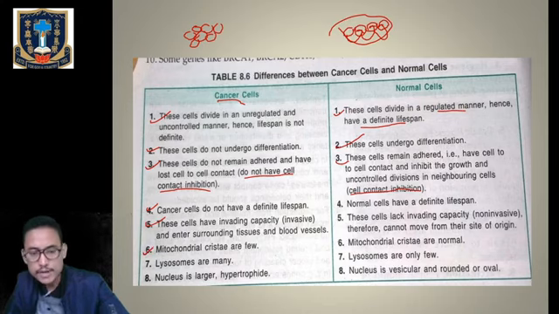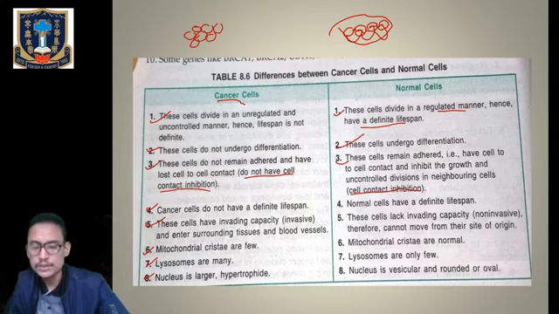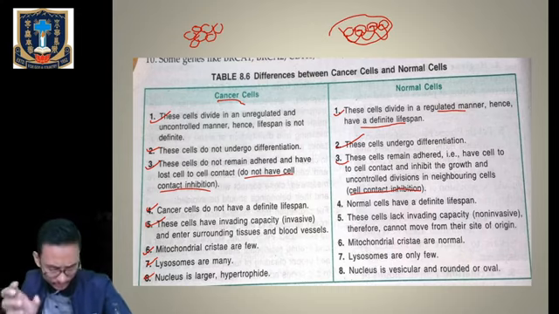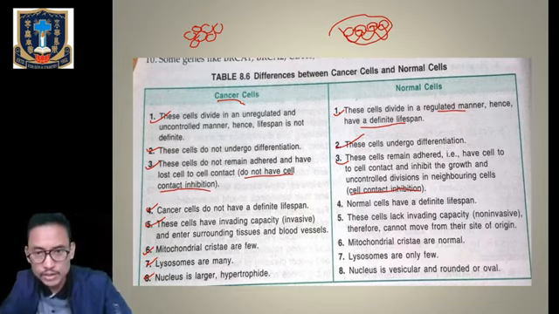In cancerous cells, mitochondrial cristae are few, but in normal cells they are normal. Lysosomes are many in case of cancerous cells, and there are only few in case of normal cells. And the nucleus is large in case of cancerous cells, hypertrophied, irregular, whereas in case of normal cells, the nucleus is vesicular, rounded or oval. So this is the general difference between the cancerous cells and the normal cells.